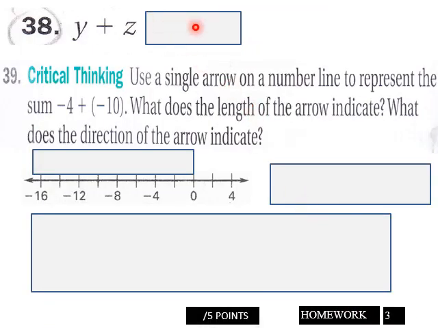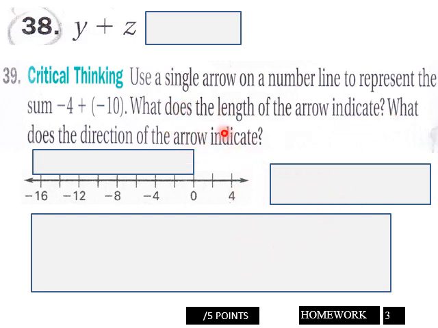Page 3, continuation of that for 38. And then 39, you got a word problem. What does the direction of the arrow indicate? And then use a single arrow on a number line to represent the sum -4 plus -10. What does the length of the arrow indicate? And then what does the direction of the arrow indicate?